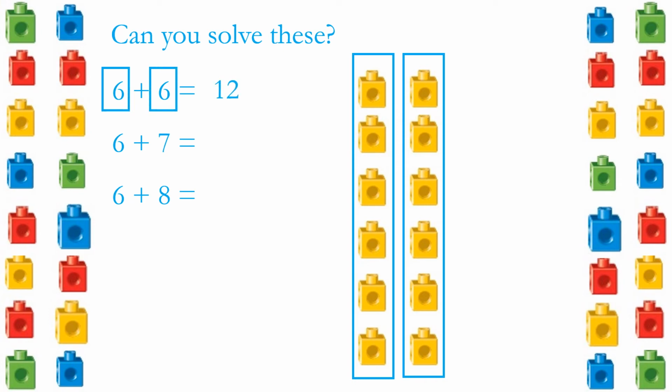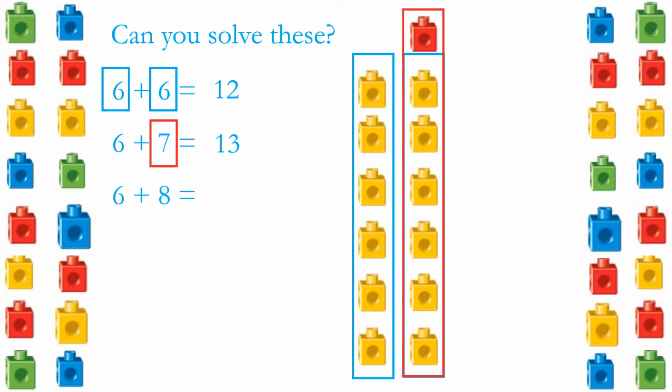Now that we have our doubles fact, it should be pretty easy to solve the other problems because we don't need to count again from 1. We know that 2 6s equal 12. Well, look at the next one. 6 plus 7. Add one more. 6 plus 7 equals 13.